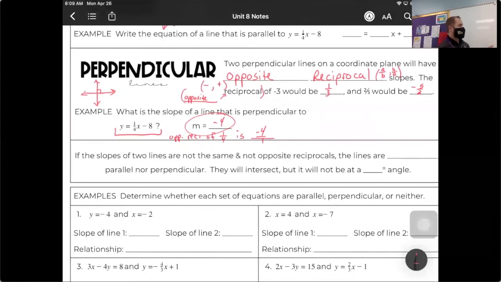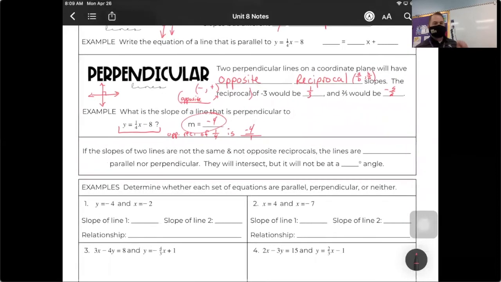So I'm moving on to this next line here. If the slopes of two lines are not the same and not exact opposite reciprocals, the lines are neither parallel nor perpendicular. They're just intersecting. So the options will always be parallel, perpendicular, or neither. If you show me that the slopes are not the same and not opposite reciprocals, you would better answer the question with neither when it's asking how they're related.